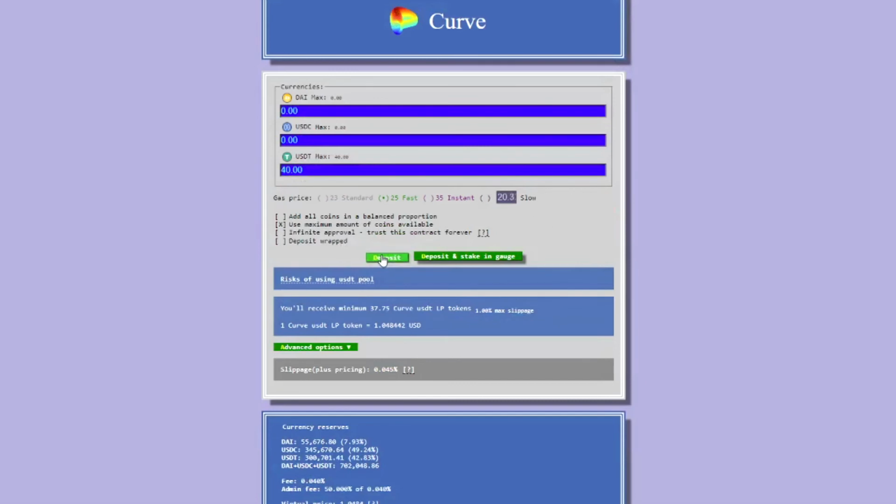So the big difference between deposit and stake: with deposit, you will earn your portion of the transaction fees in the liquidity pool, but if you would do deposit and stake, you would actually be earning those Curve tokens. So if you want to be farming Curve tokens, you'll have to take deposit and stake.